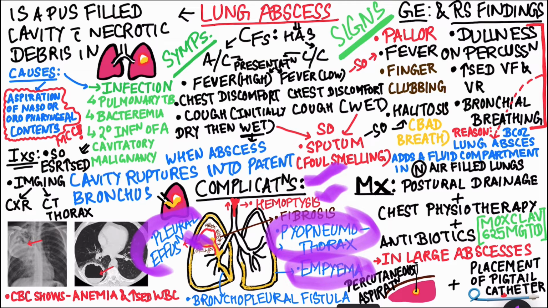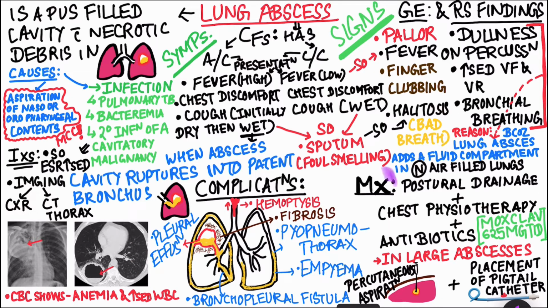And we can also get another complication which is called bronchopleural fistula. What is bronchopleural fistula? It means the pus which is present within the lung abscess first communicates with the bronchus, and the bronchus and the pleural cavity get connected together. This is called bronchopleural fistula. Then, because lung abscess is an inflammatory condition, there will be a process of healing also. Because of the healing, it leads to fibrosis around the area of the lungs where the lung abscess was present. So fibrosis is also one of the complications of lung abscess.